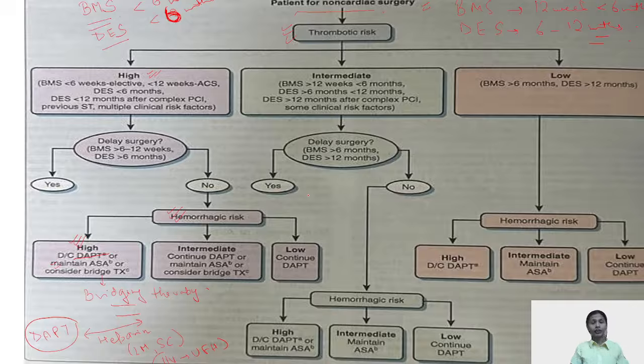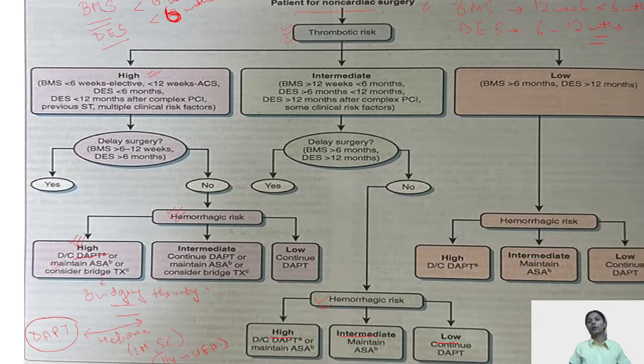And if you cannot delay the surgery, then again the hemorrhagic risk is taken. The hemorrhagic risk could be high, intermediate, or low. If it is a high hemorrhagic risk, then you have to discontinue your dual antiplatelet therapy and maintain the patient only on aspirin. If it is intermediate, then in both cases we can maintain the patient only on aspirin. If it is a low hemorrhagic risk surgery, then we can continue with the dual antiplatelet therapy also.